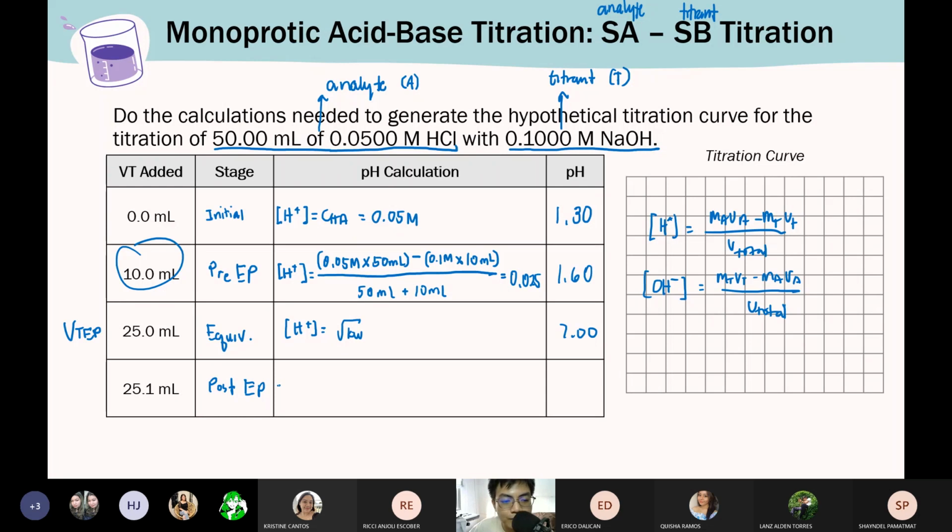Share ko lang. Nung college kami, hindi ganito yung turo sa amin. Kaya parang nahirapan ako sobra. Pero nung nag-review center ako, ganito yung turo. Sabi pala, ang dali pala nito. Kasi dito, magpo-plug in ka lang. Basta alam mo yung stage mo, alam mo yung equation, magpa-plug in ka lang talaga.